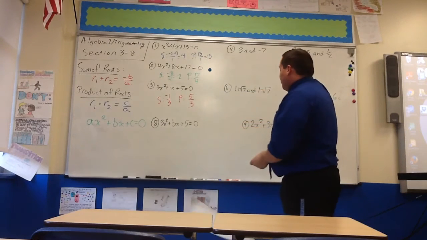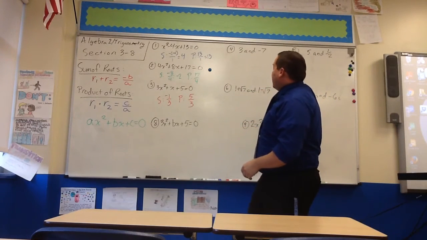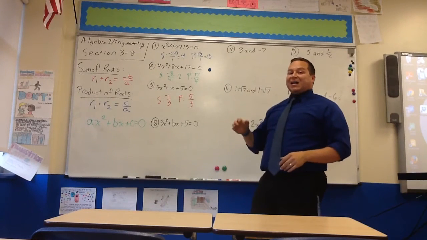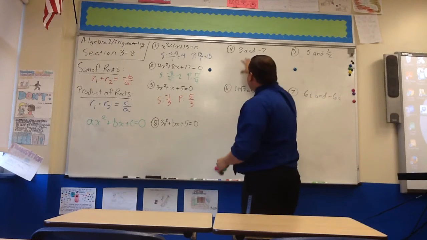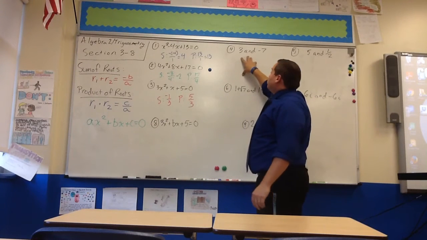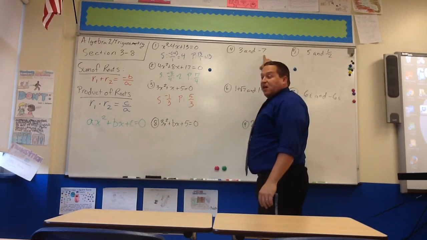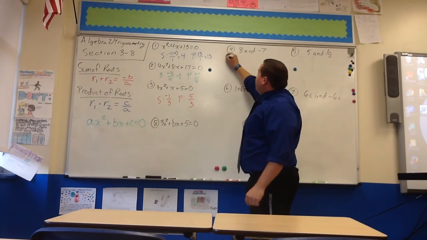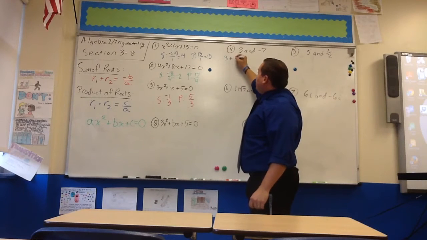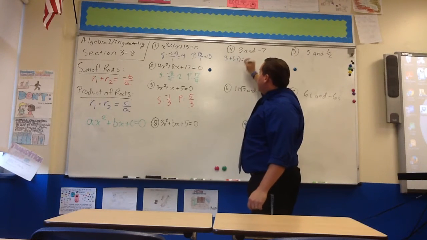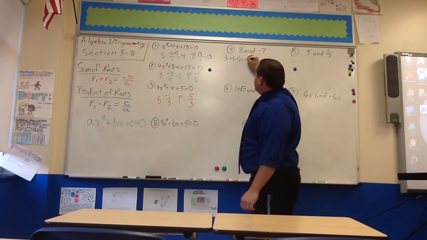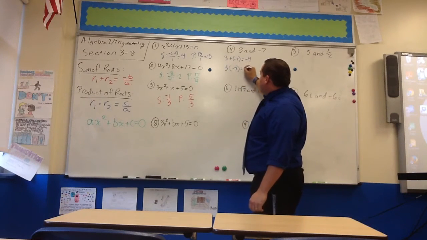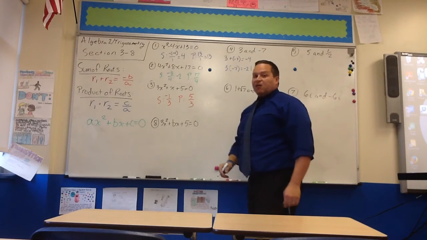Now, another thing we can do with this idea of the sum and product is take two roots and turn them back into a quadratic equation. Take, for example, the roots 3 and negative 7. If I take the two roots, 3 and negative 7, and find their sum, 3 plus negative 7, that would equal negative 4. If I do their product, 3 times negative 7, that would be negative 21.